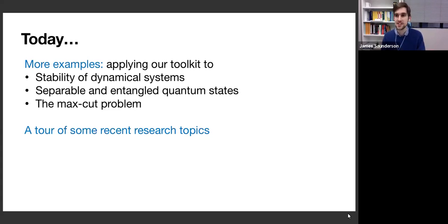Okay, it's by no means exhaustive. There are a number of different communities who are using these tools and developing them in different ways, and so it's extremely hard to keep track of what's going on. So we'll see a smattering of things, but it's by no means representative. But hopefully something there piques your interest.